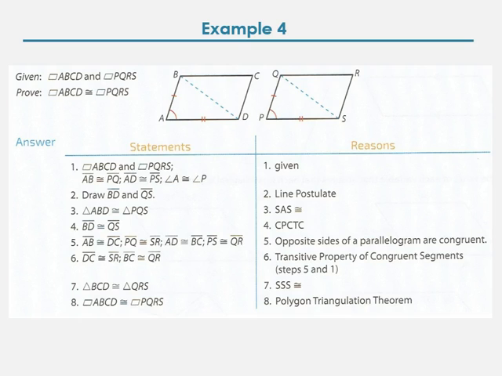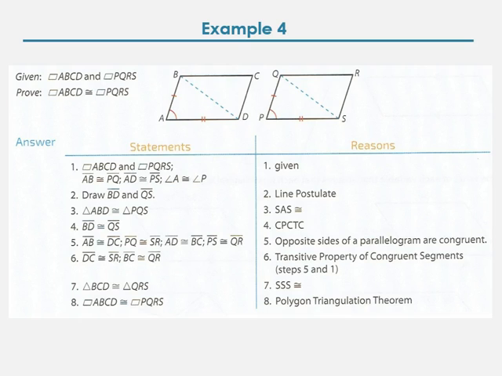So with example 4, we have two quadrilaterals here. We have ABCD and we have PQRS. They share congruent angles. They share congruent sides. They have been divided in half by diagonals. We're going to prove that they are congruent to each other. So we have our given, and I've already told you all the things that are in the given.